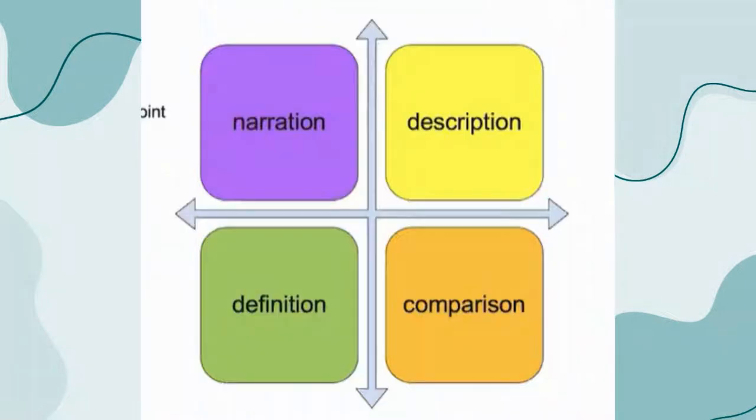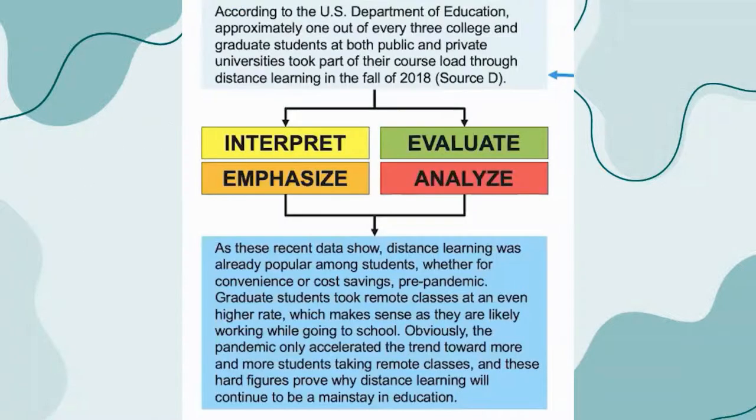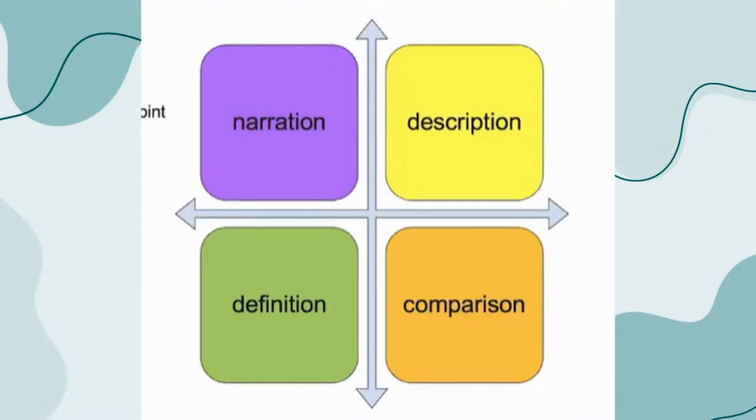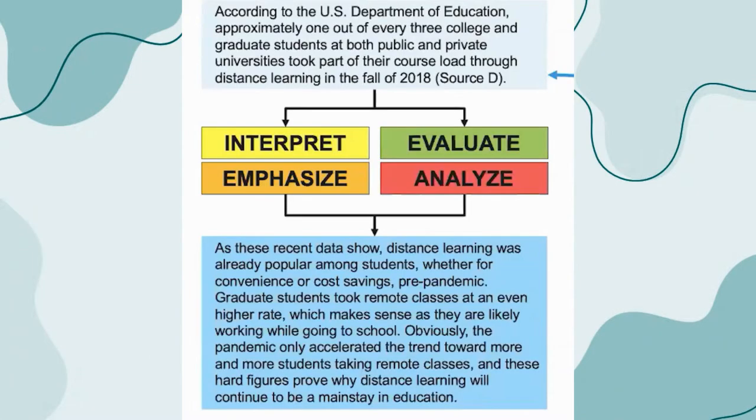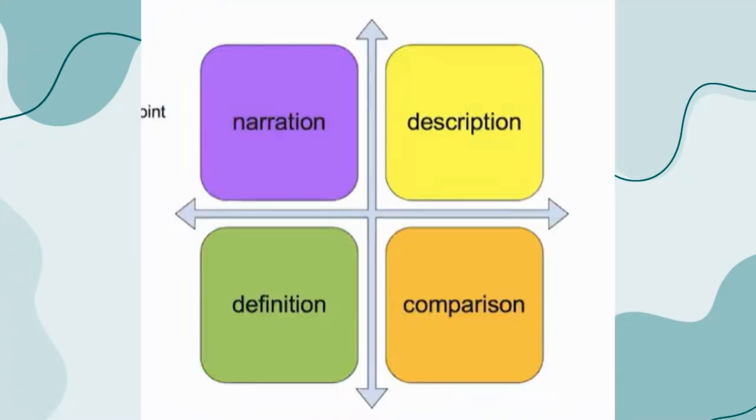For description, maybe you're going to talk about emphasis. For comparison, maybe you're going to talk about analyzing or evaluating. Definition, I'd say, is more evaluate, and comparison more analyze. And then for narration, you could interpret it. How are they interpreting it? So try to really place it here.